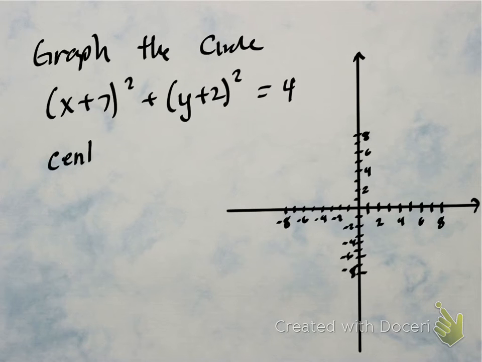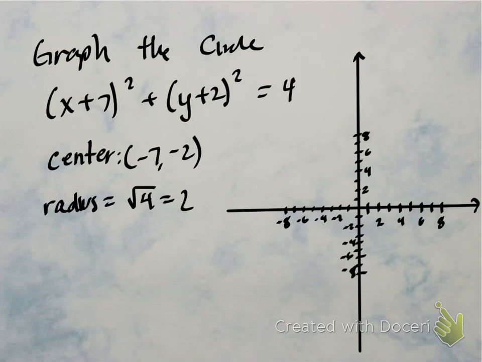Okay, the center here is going to be -7, -2, and the radius is going to be the square root of 4, which is 2. So we go back to -7, puts us there, down to -2, that puts us there. And then a radius of 2 would have a circle something like that, that inner circle. And then that would be the circle.